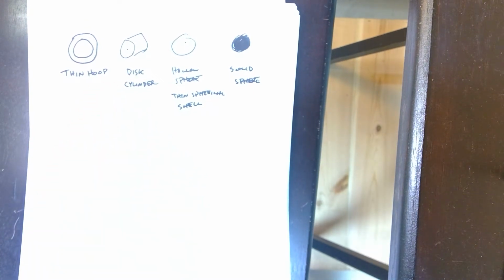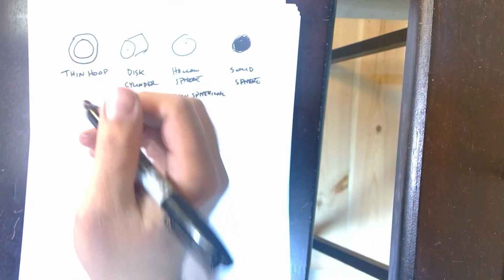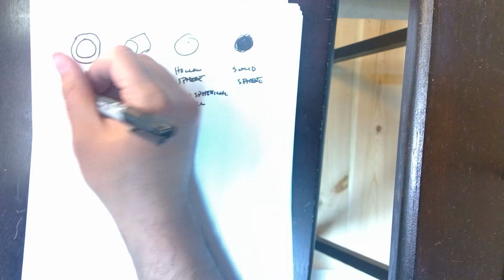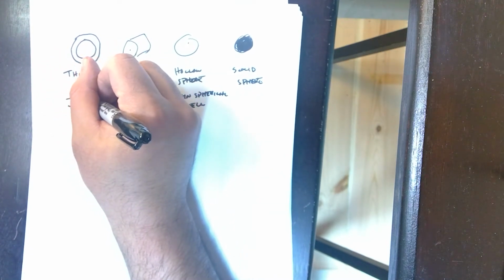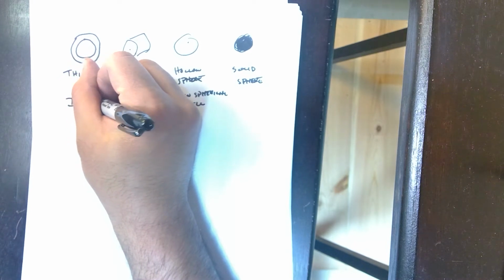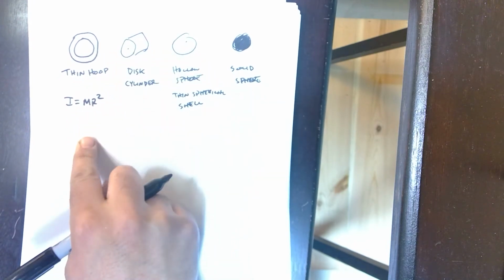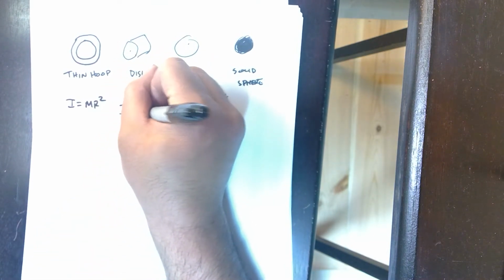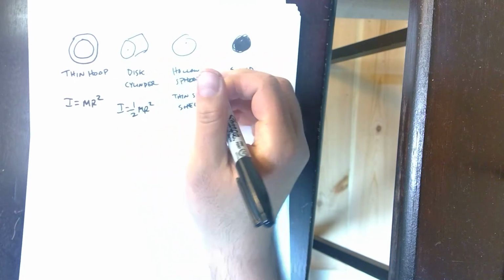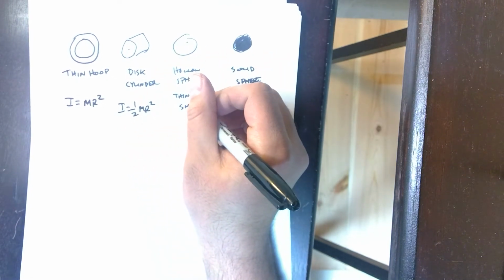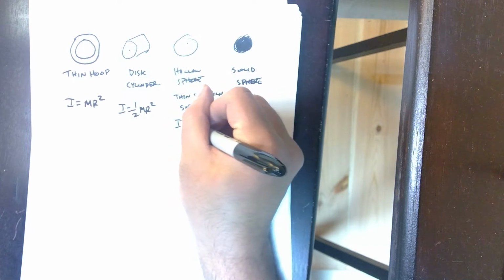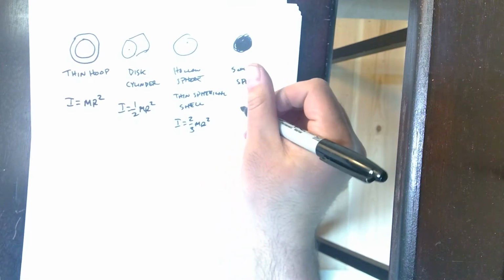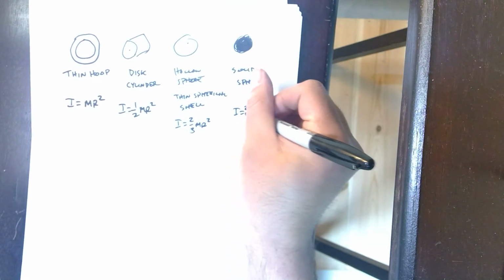So if we want to look at the various formulas for I, and these are on the front of the mathematical packet, the thin hoop is actually the easiest one because it's equal to mr squared, where m is the mass, r is the radius. Your cylinder is a little bit different. It's 1/2 mr squared. Hollow sphere, or thin spherical shell, that's going to be 2/3 mr squared. And then your solid sphere is 2/5 mr squared.